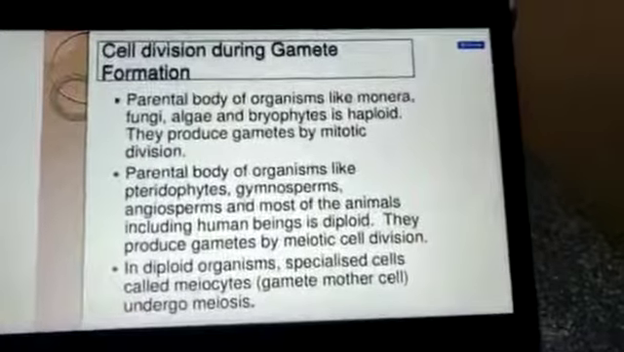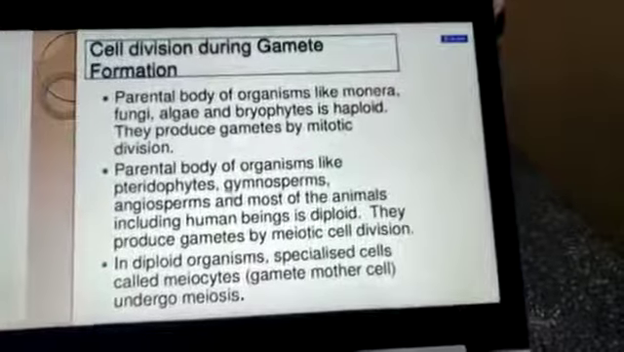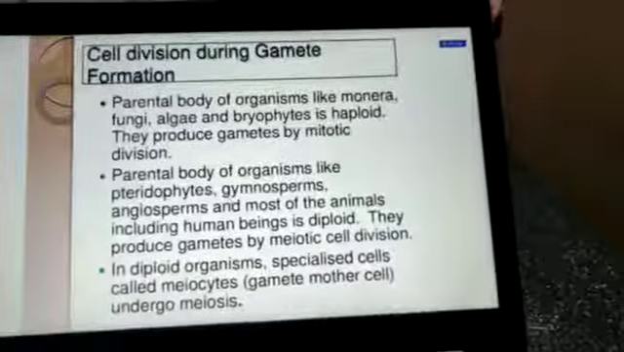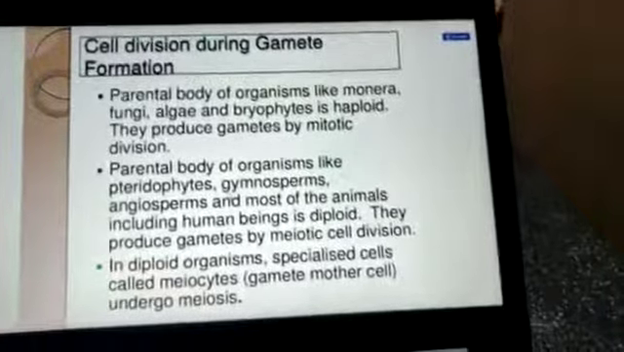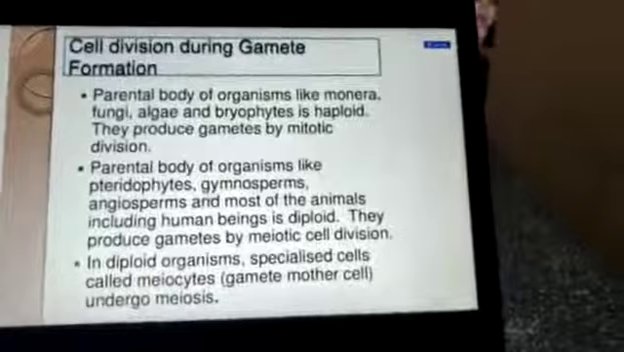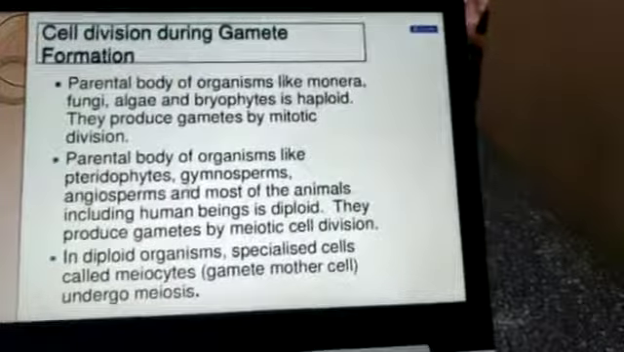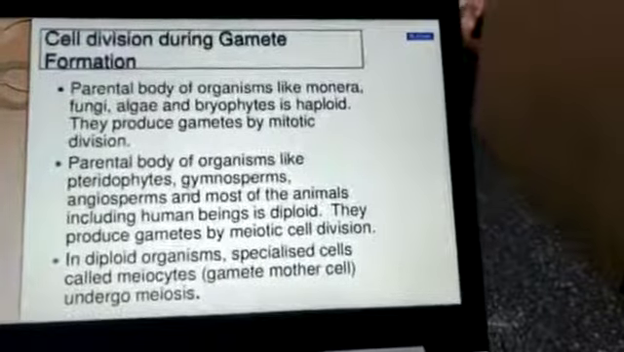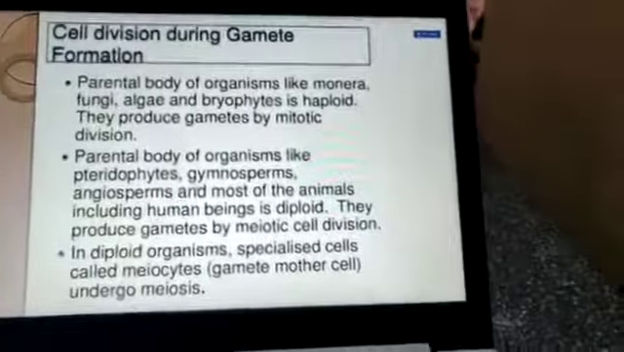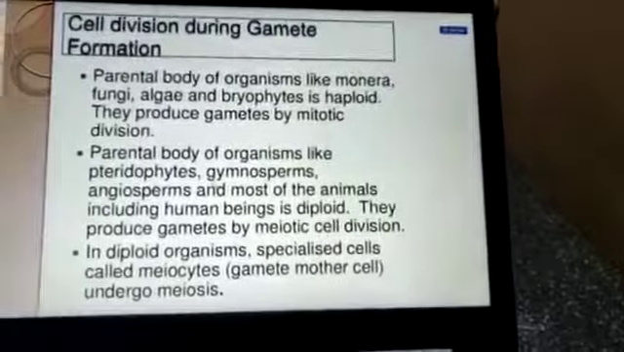Now, how are the gametes formed? We already studied cell division in class 11, that is mitosis and meiosis, and sperms and the gametes are formed through meiosis. The parental body of organisms like Monera, fungi, algae, and bryophytes is haploid. Haploid means a single set of chromosomes. They produce gametes by mitotic division.